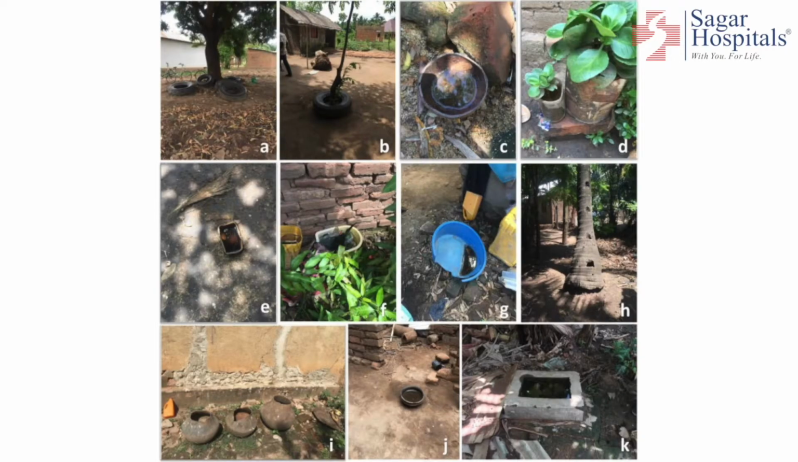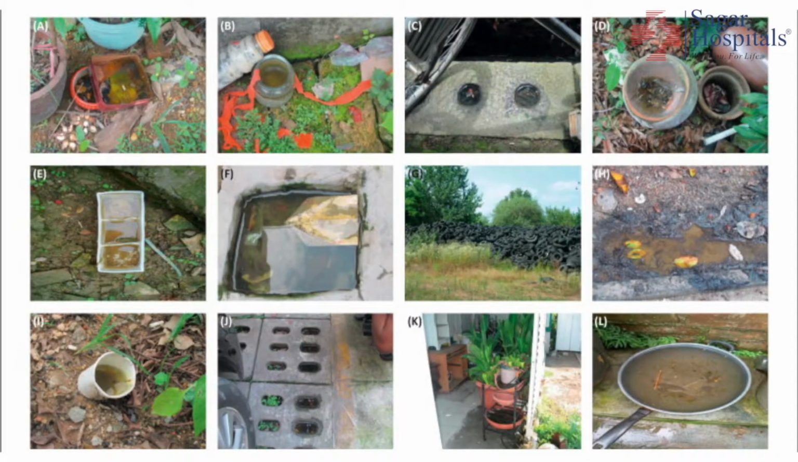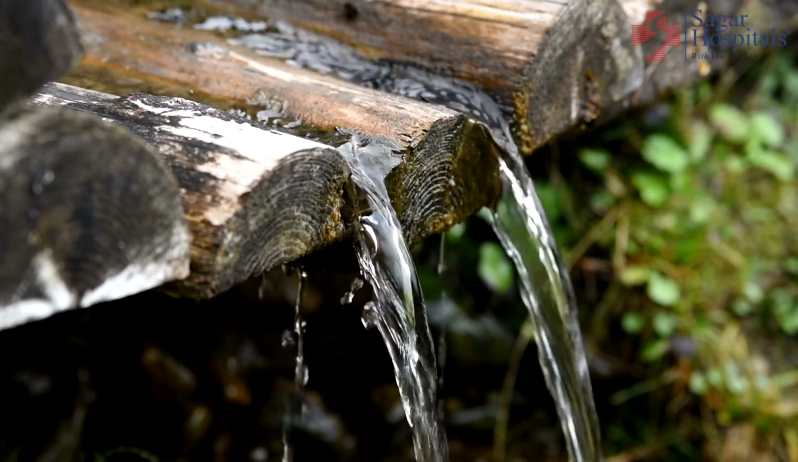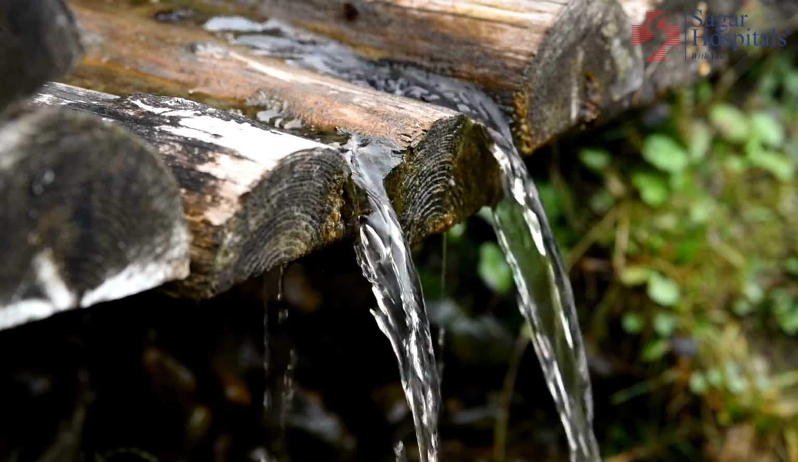It may be in the AC water or the pots which you keep in the house, or the tires or coconut shells in and around the house. It does not breed in the lake or the storm water drain. So, you need to know that these mosquitoes breed around the house.